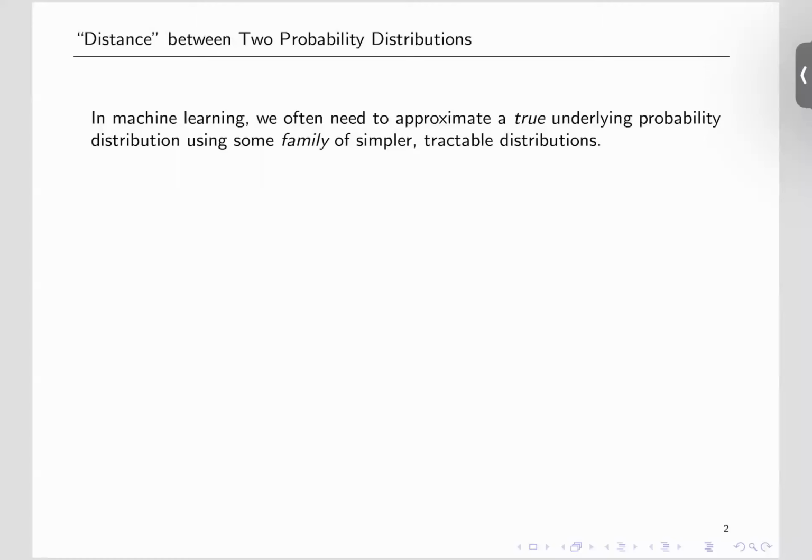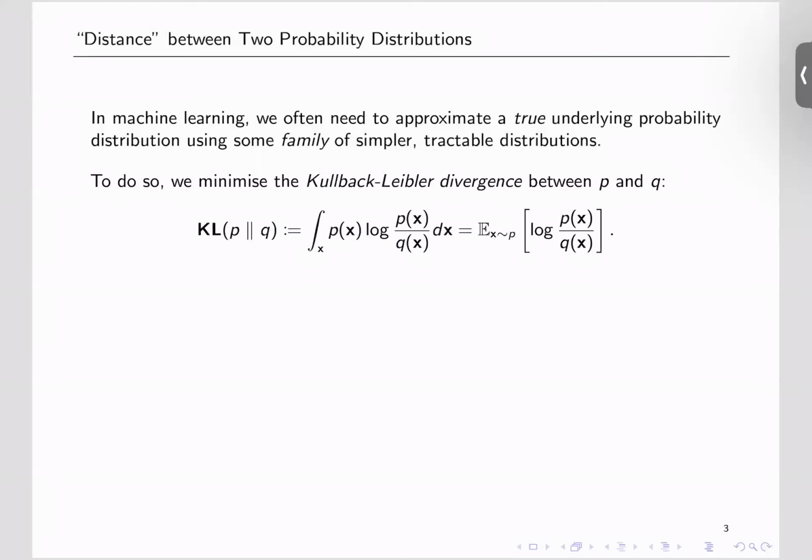And does anybody remember what kind of distance between two distributions we typically use in machine learning? Anyone want to have a guess? Yes, that's correct. So the typical function that we try to minimize is the Kullback-Leibler divergence between two distributions, right? And this is the definition of the KL divergence.